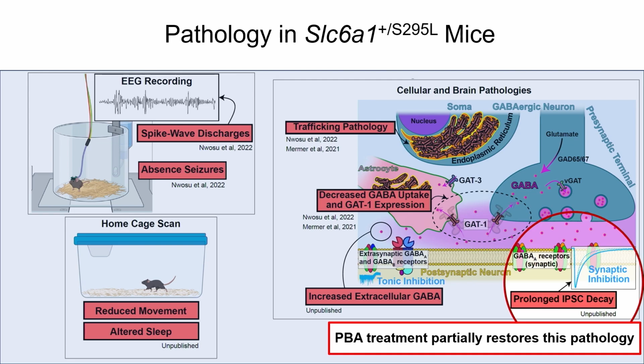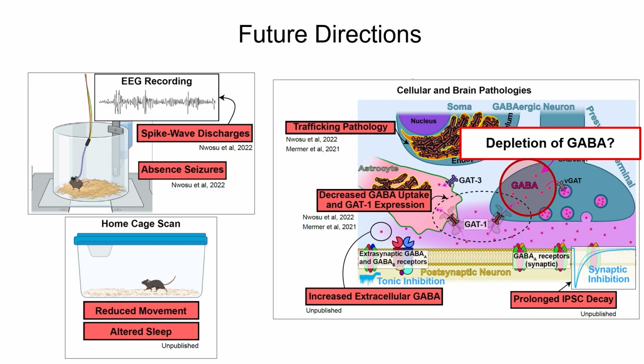So with this, I'd like to come back to the model of what we know about this mouse so far. And the most consistent thing I've been finding is this prolonged IPSC decay pathology, which PBA treatment seems to partially rescue. There are a lot more questions I have. I have some questions about whether or not there's actually depletion of GABA, which I haven't looked at, but I will in the future. If you keep making the cell release GABA, will it run out much faster if it's from an S295L mouse?